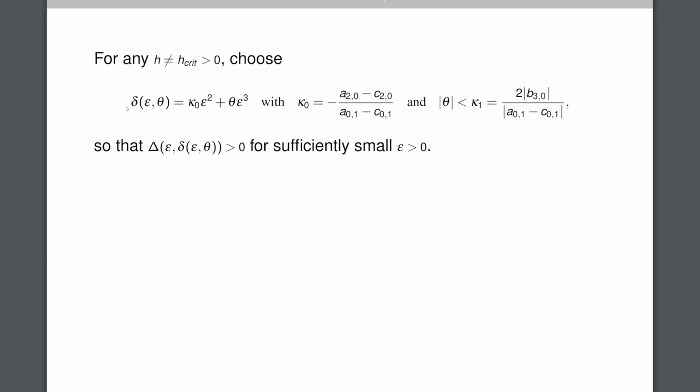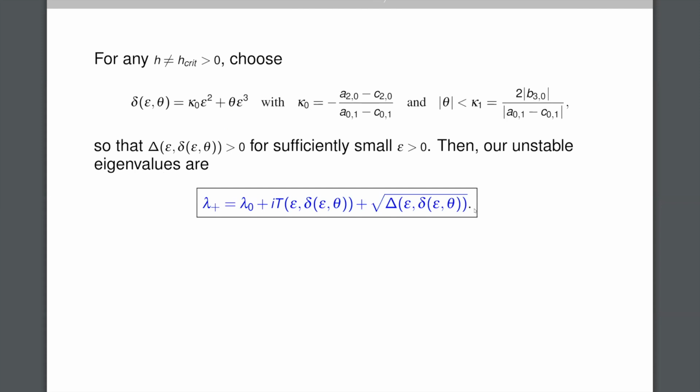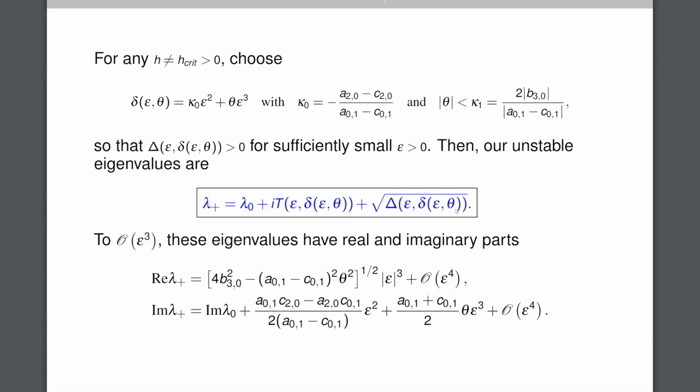Choose your little delta parameter in this way that we've already discussed, and that will guarantee that capital delta will be positive. So that means that I will have an unstable eigenvalue here because underneath this square root, I will have a positive number. So there'll be a real part correction here. And in fact, if you really wanted to, we could now get expansions for what these eigenvalues look like in terms of their real and imaginary parts.